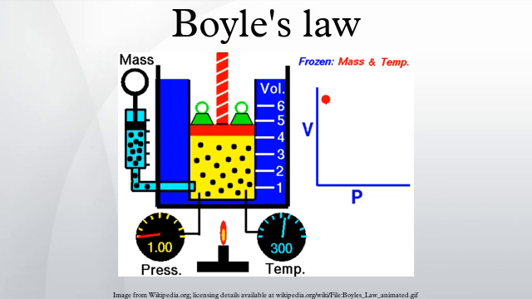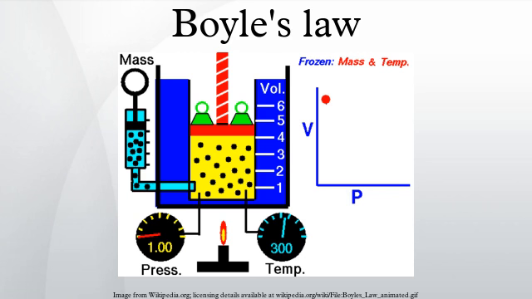Mathematically, Boyle's law can be stated as P V = k, or P ∝ 1/V, where P is the pressure of the gas, V is the volume of the gas, and K is a constant. The equation states that the product of pressure and volume is a constant for a given mass of confined gas as long as the temperature is constant.